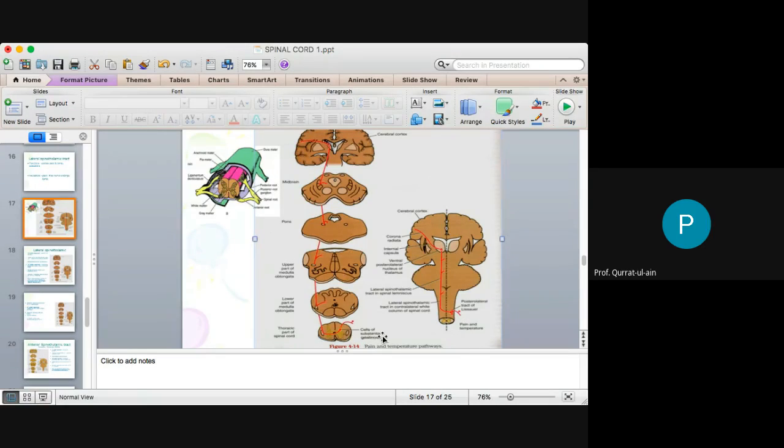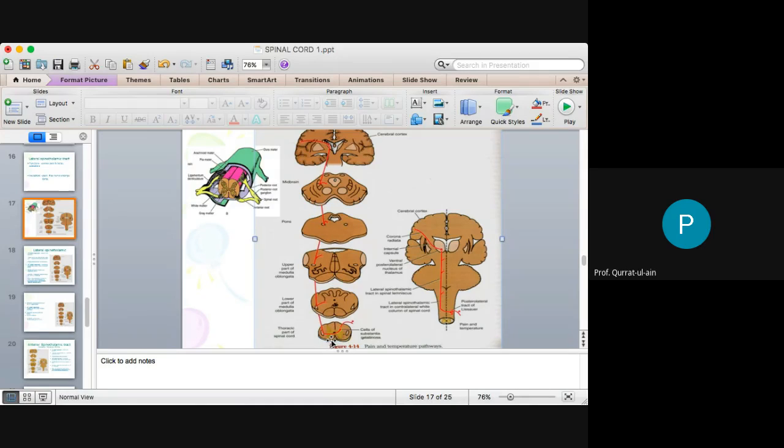Similarly, the anterior spinothalamic tract, which is carrying touch and pressure, is also traveling posteriorly and then into the dorsal root ganglia, and from the dorsal root ganglia into the dorsal horn of the gray matter, where they go to the substantia gelatinosa. This is the first order neuron. Substantia gelatinosa is the second order neuron.